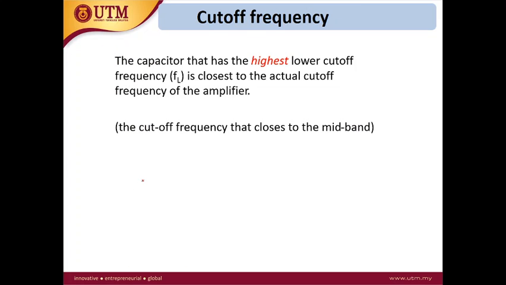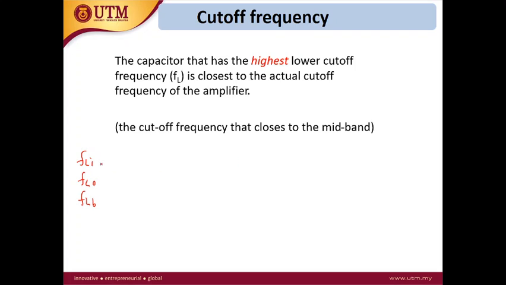Okay, so after we've done the analysis, we'll have three cutoff frequency values. We have FL for the input coupling, FLI, and the FL for the output, and then we also have the FL due to the bypass capacitor. So we have three low cutoff frequency values, each due to a specific capacitor.